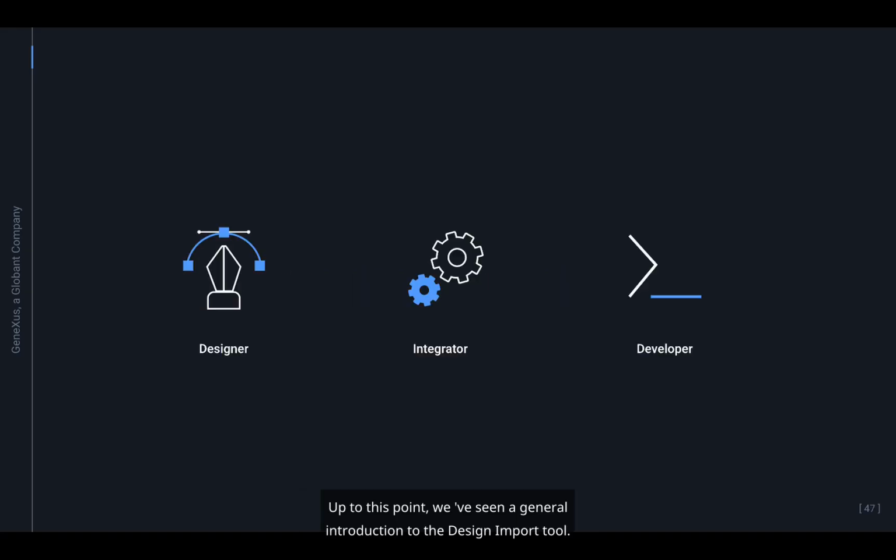Up to this point, we've seen a general introduction to the Design Import tool. If you're a designer and you want to know the general considerations for creating designs to import, we recommend watching Module 2. If you are an integrator and already have a design, we recommend checking out Module 3 to learn about the necessary validations and modifications before importing it into GeneXus. And if you are a developer and want to learn in depth how to interpret a file in GeneXus, we recommend moving on to Module 8.